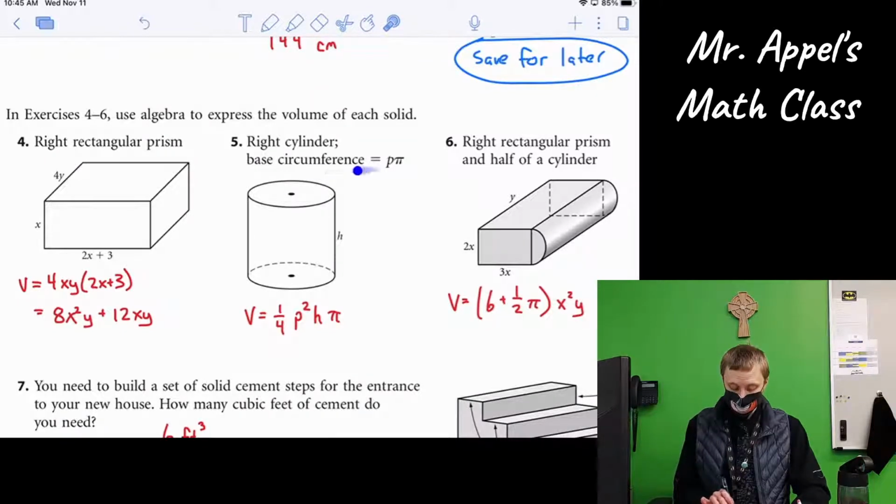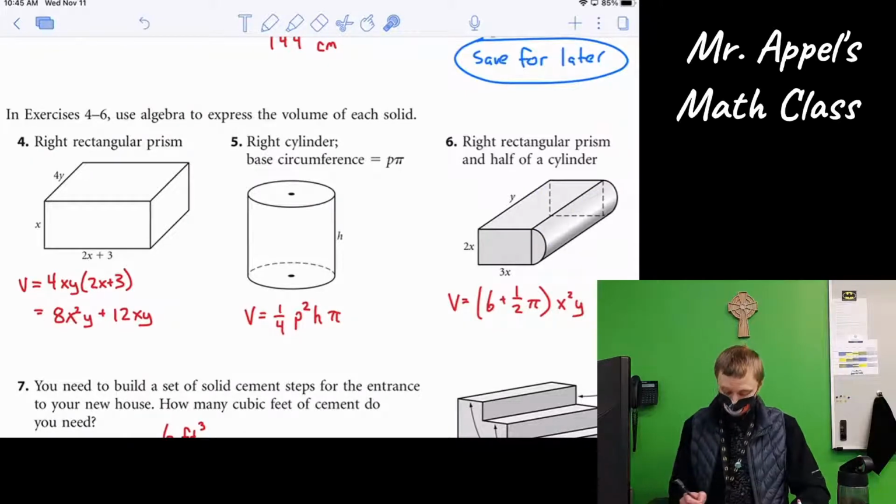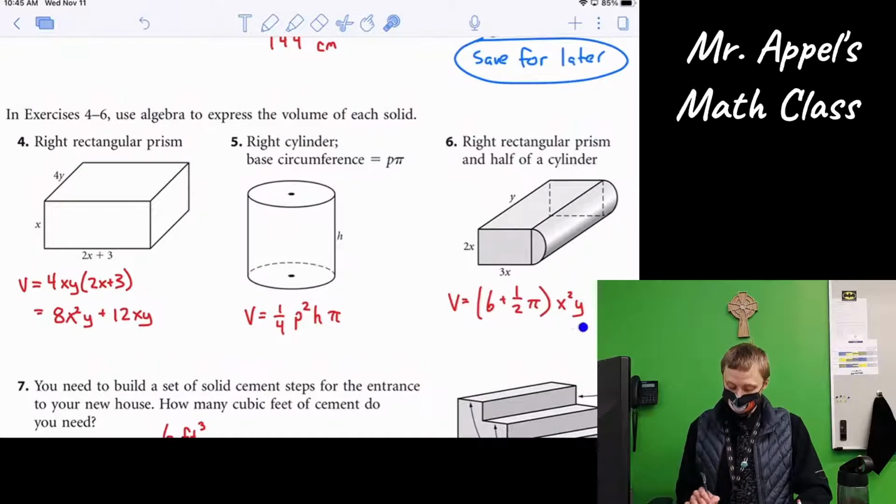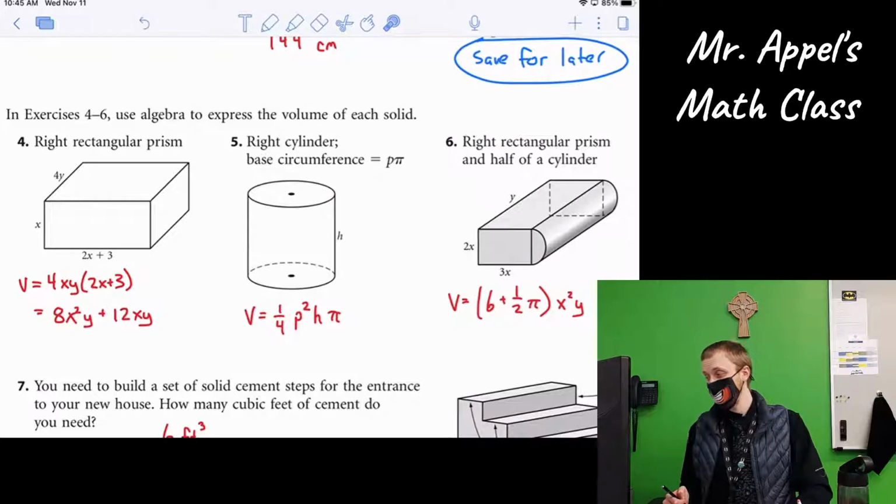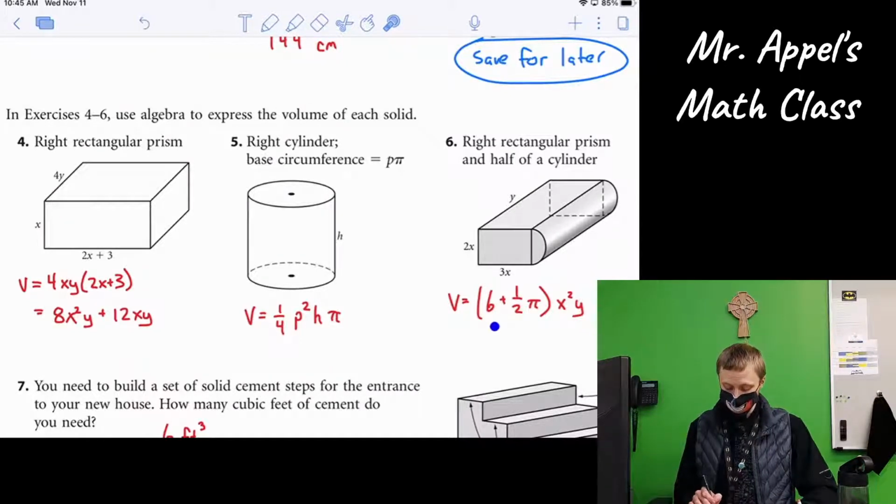Notice they give you the circumference, not the radius. And again, the box here, the rectangular prism plus the half cylinder. The most simplified form would be to factor out the x squared y from each of those pieces. But if you have this as 6x squared y plus 3x squared y pi, then you'd be correct as well.